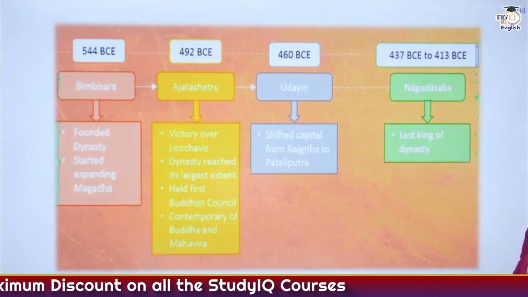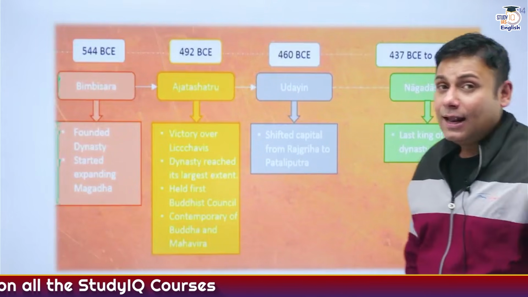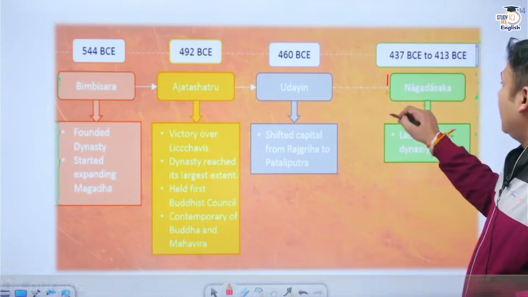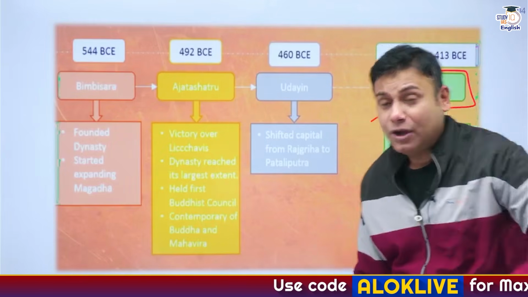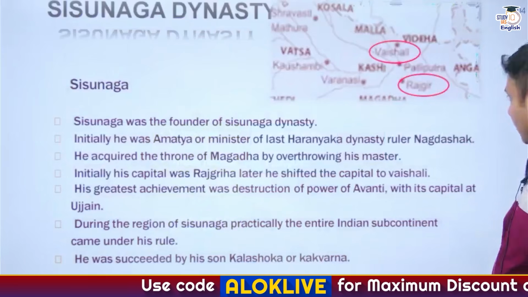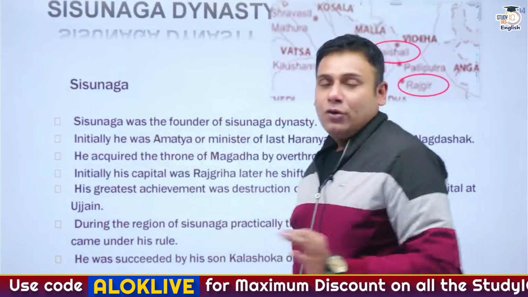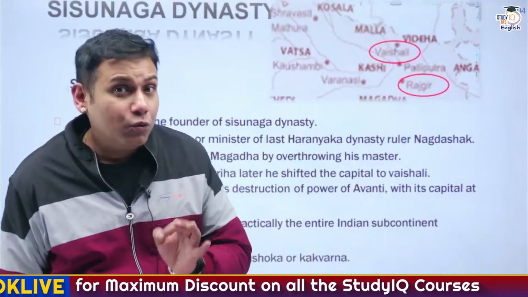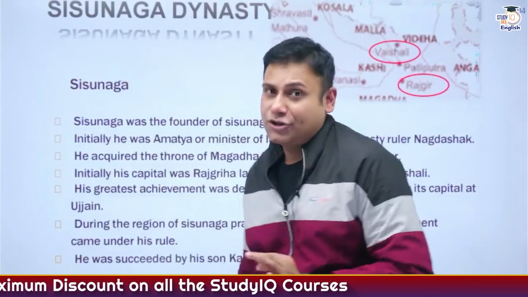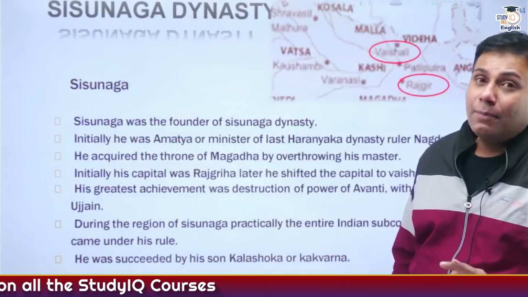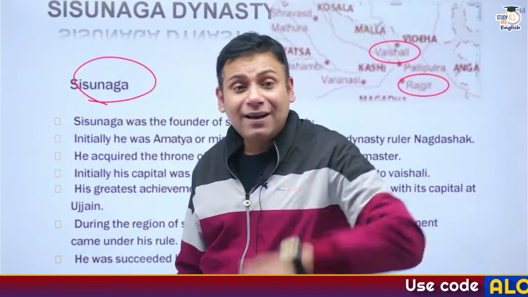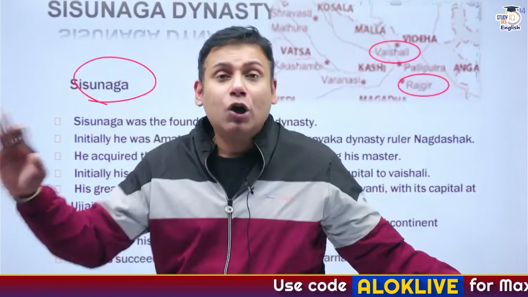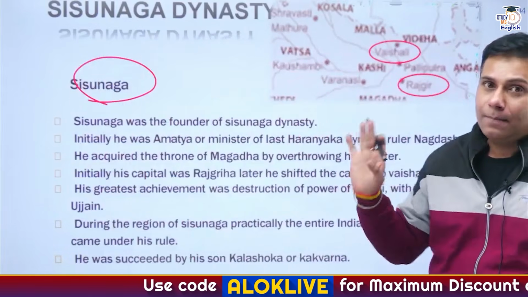This is the timeline basically. Okay guys, the last ruler of Haryanka dynasty was Nagadashak. He was killed by his own minister, his own Senapati, Shishunag, who declared himself independent and founded a new dynasty called Shishunag dynasty.